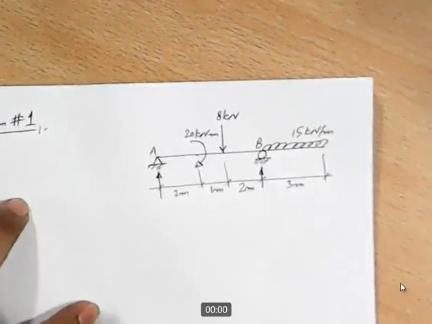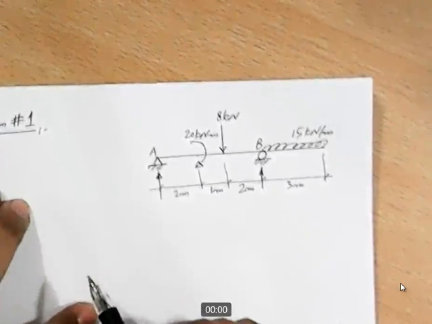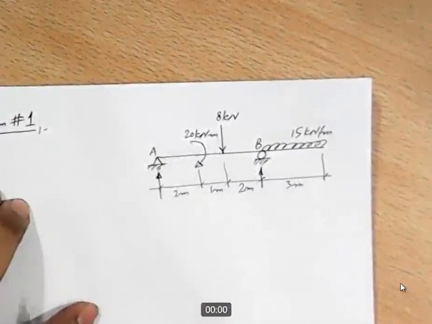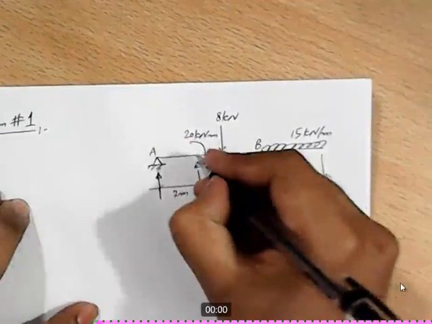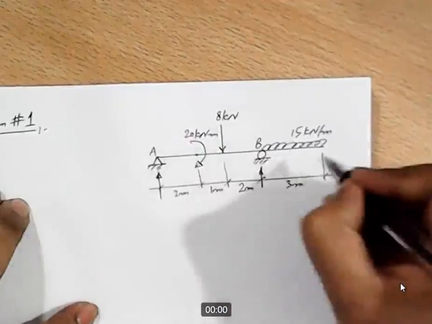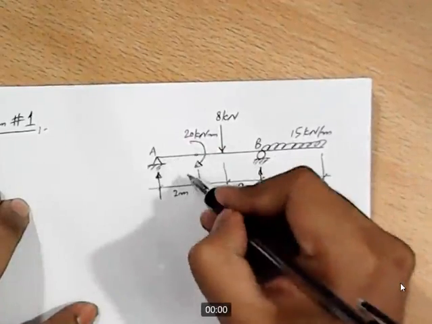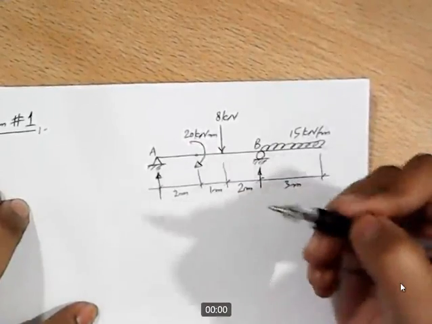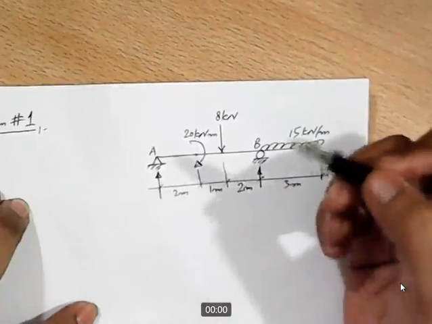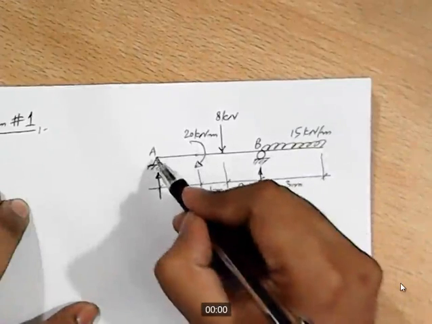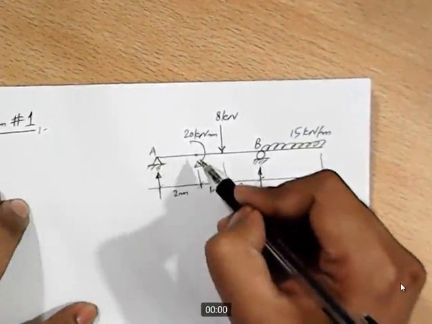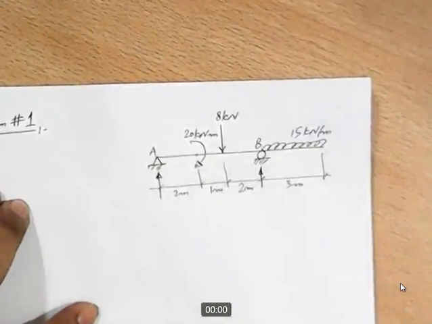So this is the given problem, and in this problem we have to learn how to deal with the overhanging part and how to deal with point moments at an intermediate point on the span.